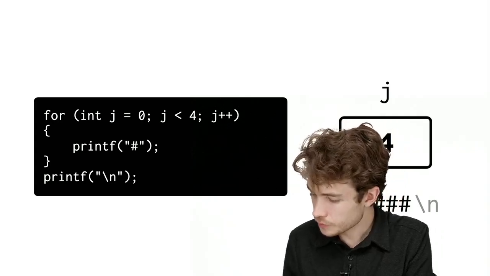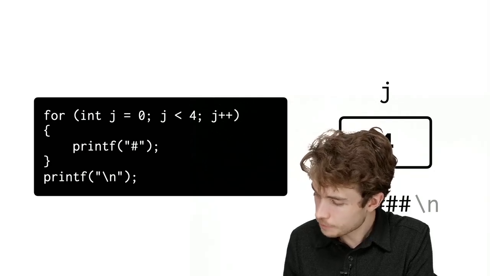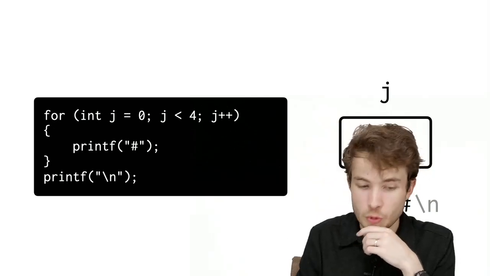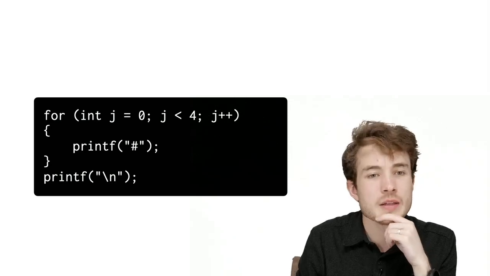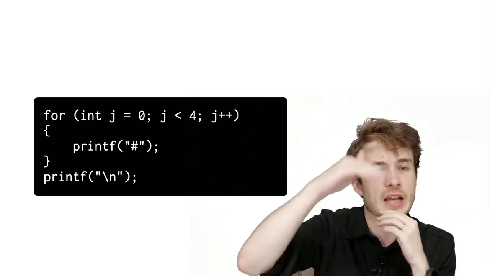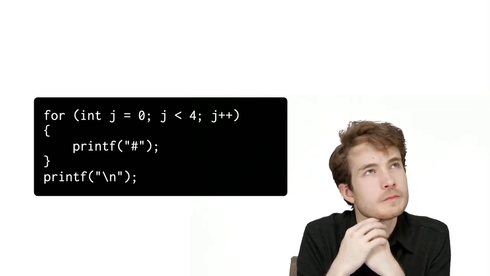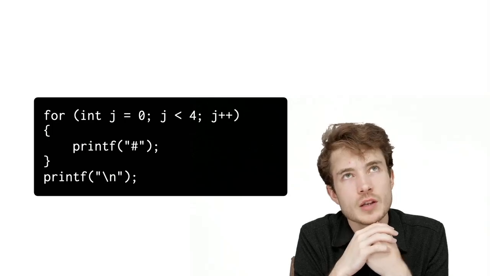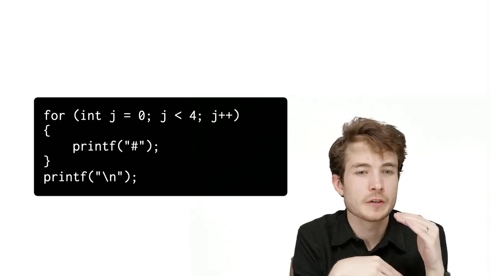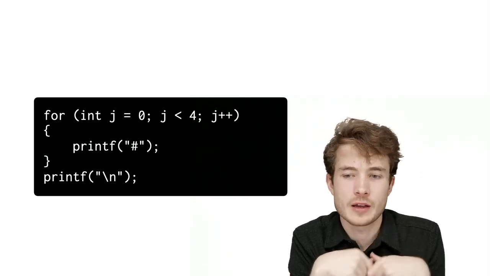OK. So with these kinds of tools, I want to pose a question to you. Let's say we're able to get to a point where we're printing out a single line of hashes. This code here prints out a single line of hashes and moves to a new line. But let's think for a moment: what could I do to get not just a single line of hashes, but a full square of hashes, having multiple lines now?